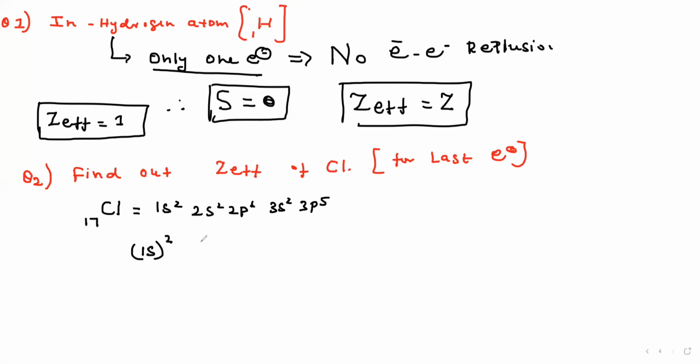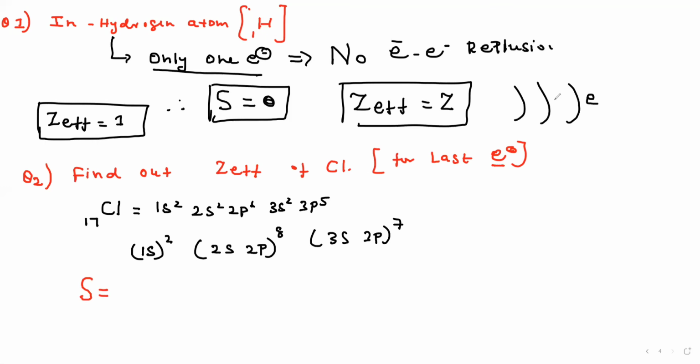What is Slater manner? 1s2. You got the point? Now 2s and 2p, how many? 6 plus 2, 8 electrons. Now 3s and 3p, 7 electrons. You got the point? Now we are going to find out the S value. See students, very important: they are asking about the last electron, therefore we do not consider the last electron. The outermost shell is n, then this is n minus 1, and this is n minus 2. What is the outermost electron? In this case, 3p, right?